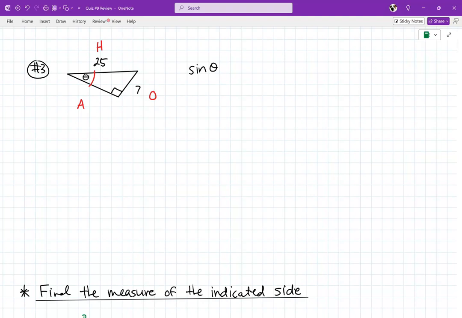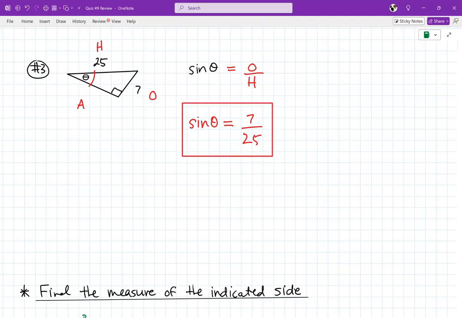Now, sine of theta is opposite over hypotenuse. Do I need to figure out my adjacent side? No, right? I need O and H. I have O and H. So for this one, just write down what you got. O is 7, H is 25, and you're done.